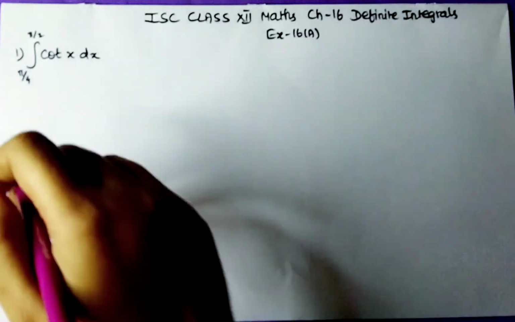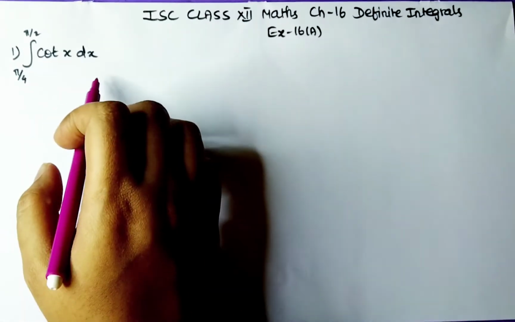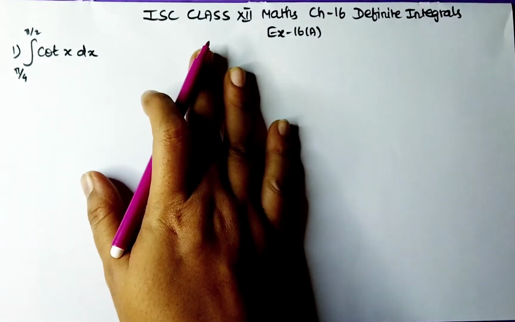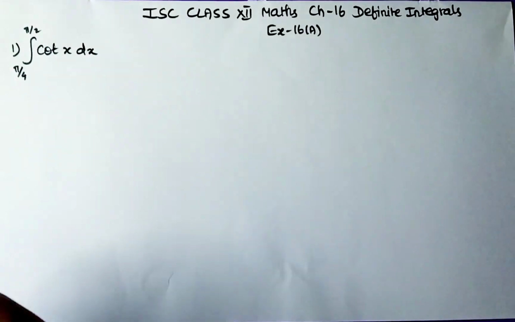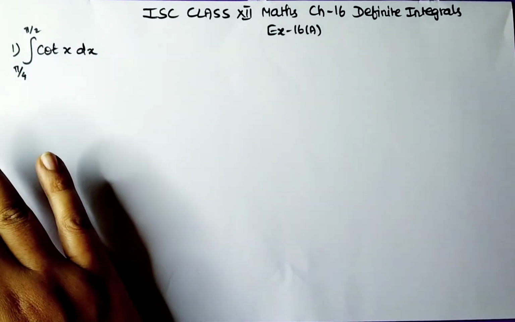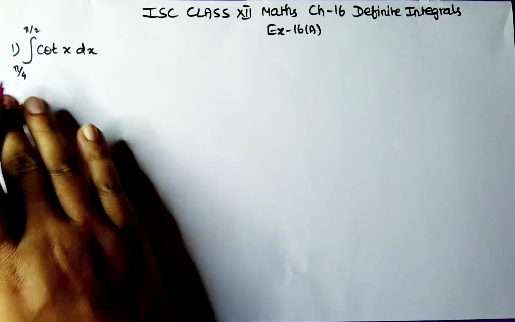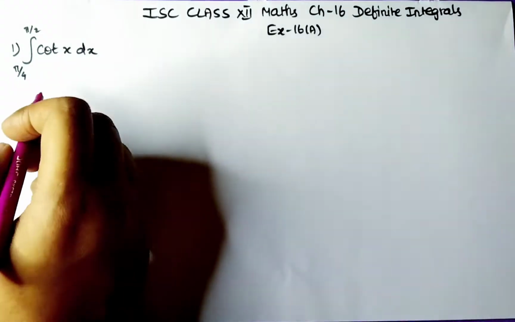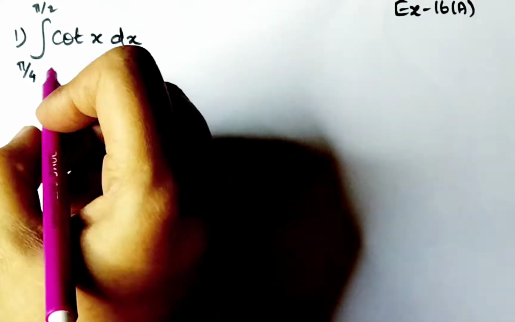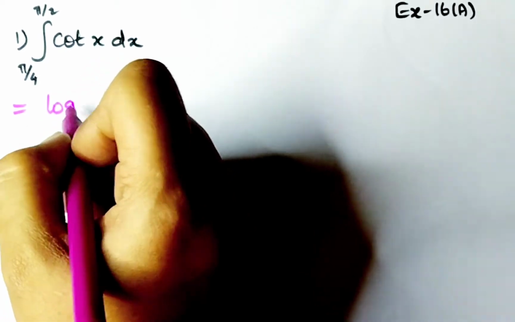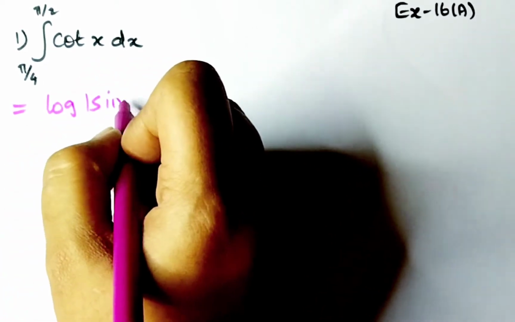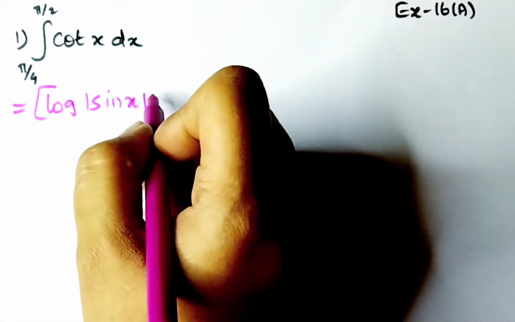First question, integral pi by 4 to pi by 2 cot x dx. Like how we used to do in the indefinite integral chapter, same methods we follow. After integration, we make use of these limits. We know the integration of cot x is log sin x, isn't it? So log sin x. Don't write plus c.